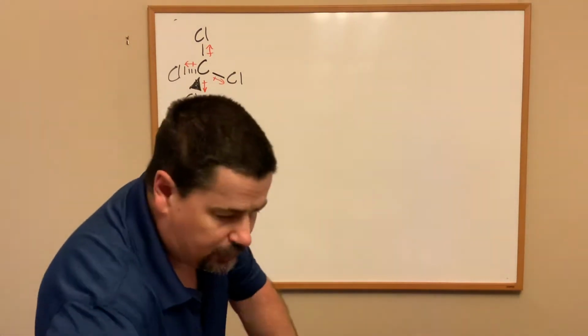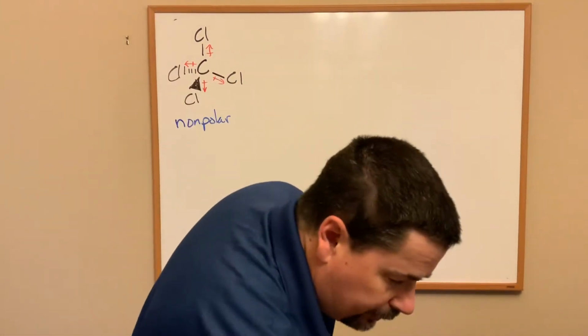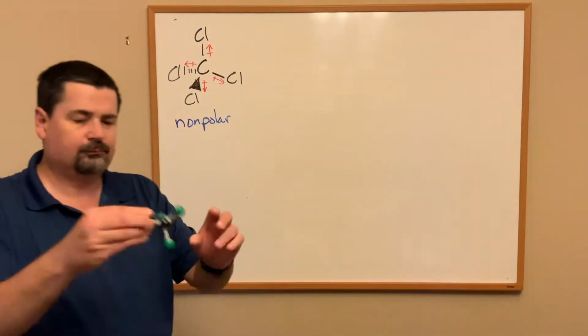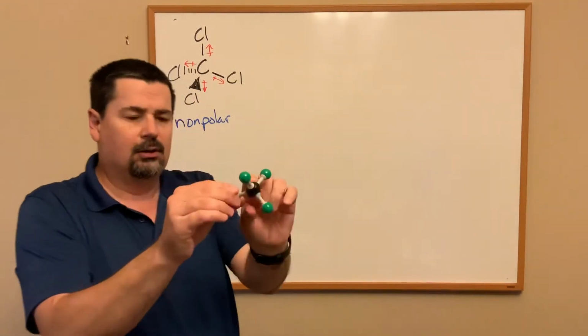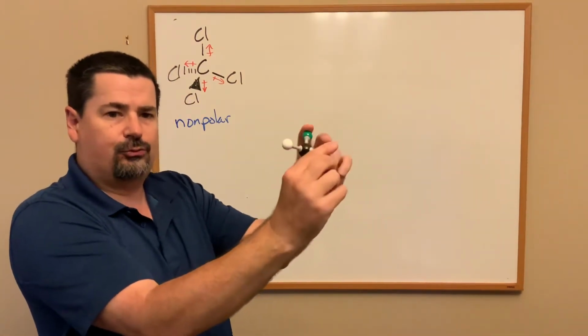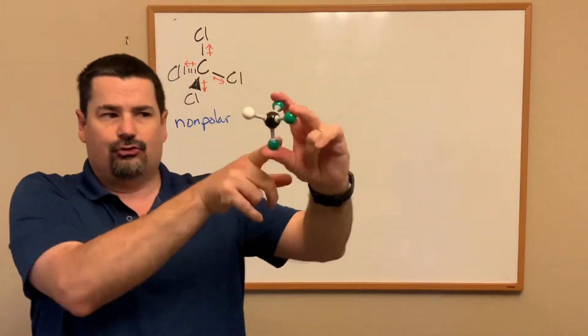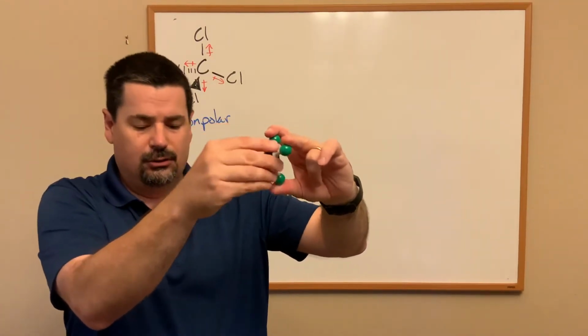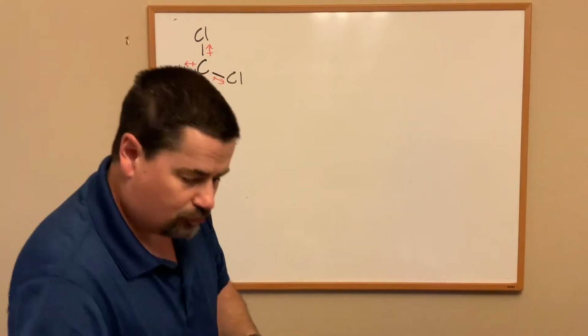Now, if I replace one chlorine with a hydrogen, well, now I have a net pulling of electrons towards this end of the molecule. These three, I'm holding here, these three chlorines, and away from this hydrogen. So I can go ahead and draw this.